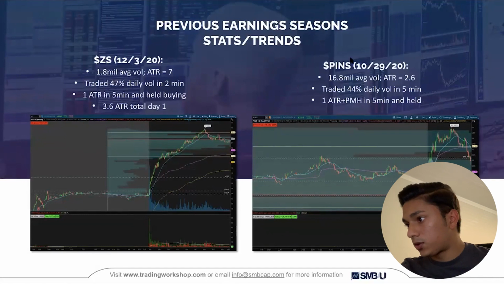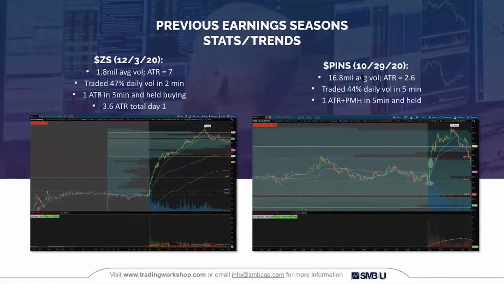And then this Pinterest trade is the trade that Brian and I did a playbook on, for this same earnings trade last October. And this is just very simple. 1 ATR and pre-market high coincided. And so within 5 minutes, we were over that and holding, and that was a form of confirmation for us to put on a little more size in the short term.